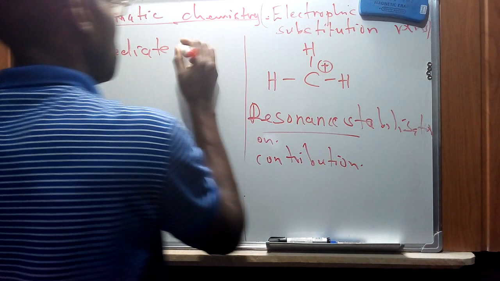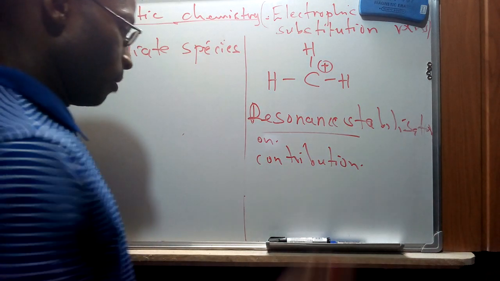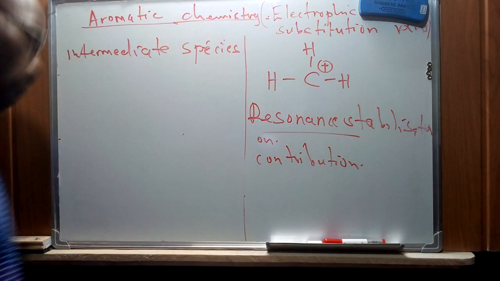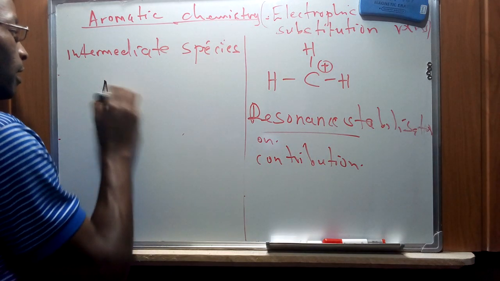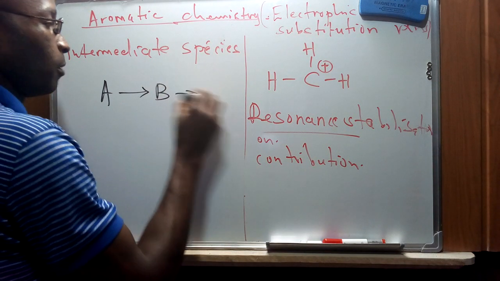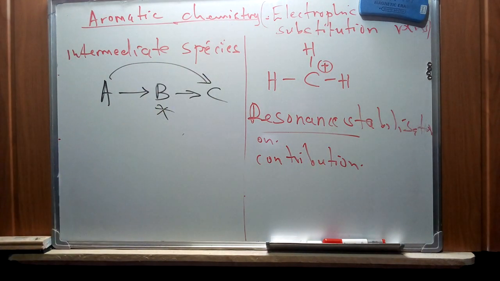An intermediate species. An intermediate species in a reaction is a molecular entity arising within a sequence of steps in a chemical reaction. For instance, if I have a product A that is forming product C, but there is an intermediate species formed in between, which is a molecular entity, then we refer to that as an intermediate species.